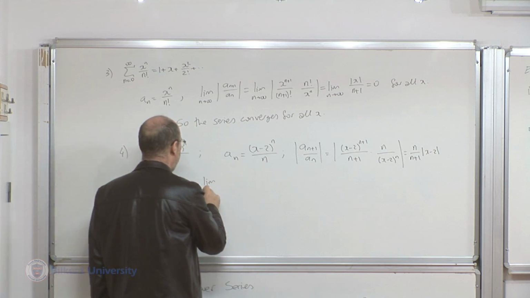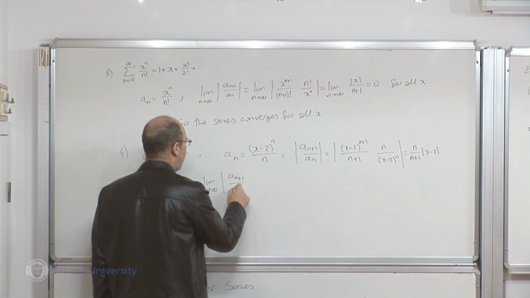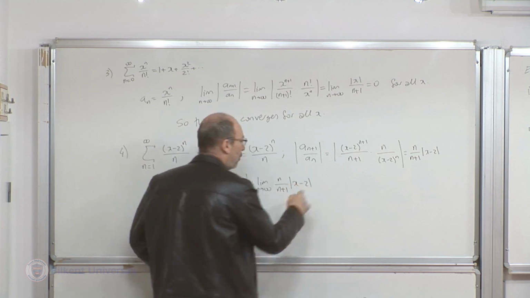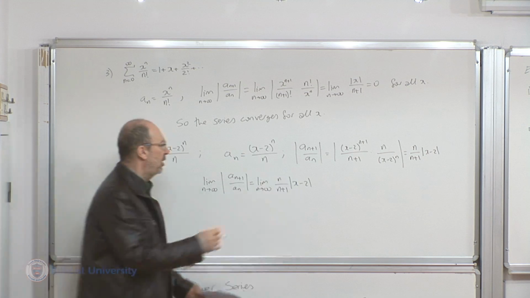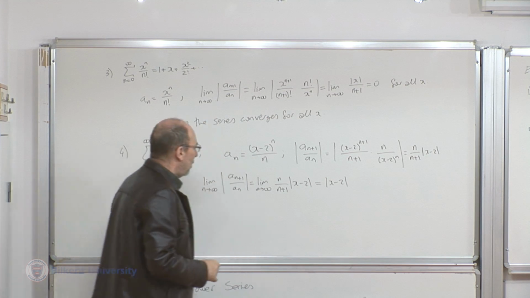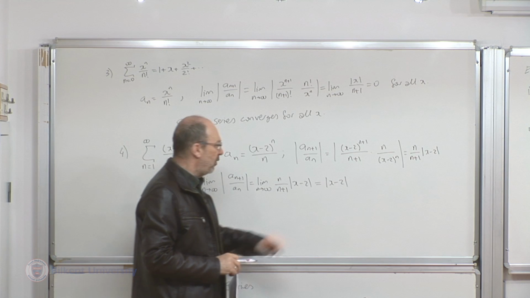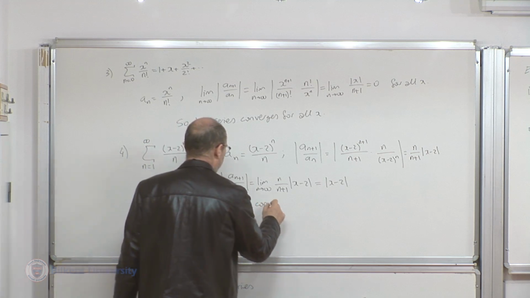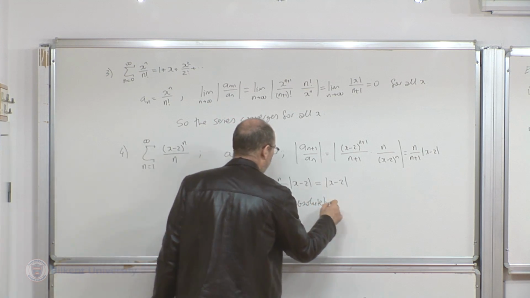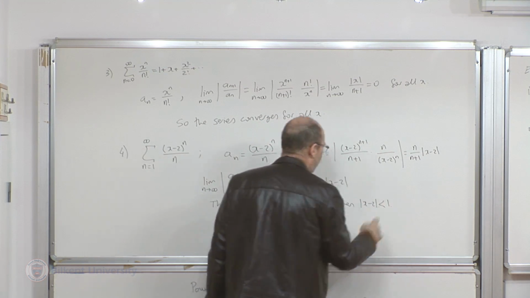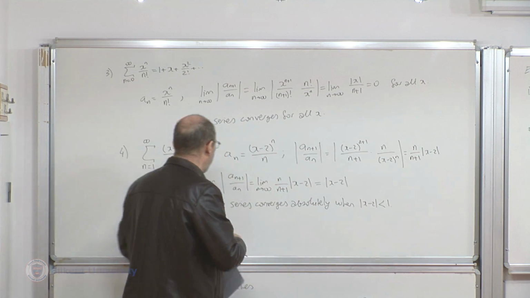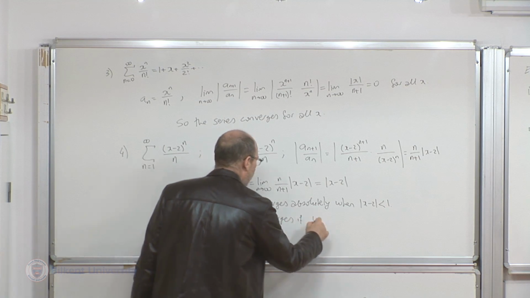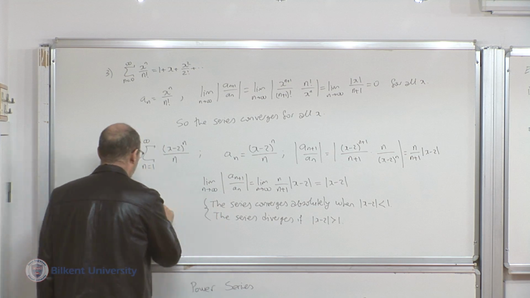Okay, so when I look at the limit as n goes to infinity of a_(n+1) over a_n, so I'm looking at that limit, n over n plus 1 times |x minus 2|, you see that this part goes to 1, and the limit is equal to |x minus 2|. And the series converges absolutely for all those values of x when this is less than 1. Okay, so the series converges absolutely when |x minus 2| is strictly less than 1. And also we know that this is from ratio test, the series diverges if |x minus 2| is larger than 1. Okay, so this part is from ratio test.